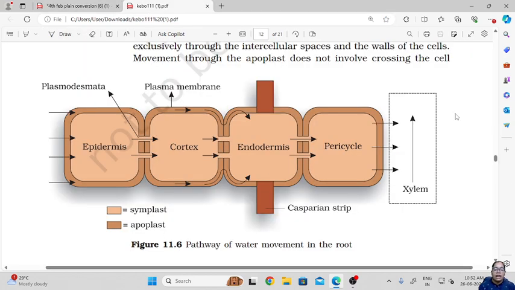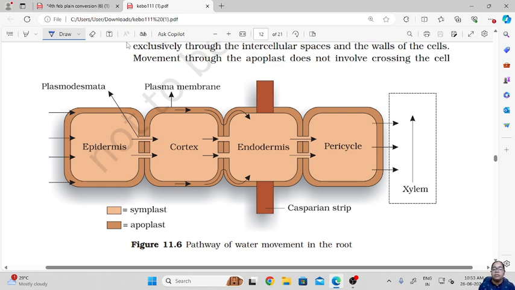So this is a diagram which represents the pathway of water movement in the root. So basically these are the different layers of the root. Okay, this is the epidermis. So this is the epidermis, the cortex, the endodermis and the pericycle. Okay, so these are the different layers of what? These are the different layers of the root.